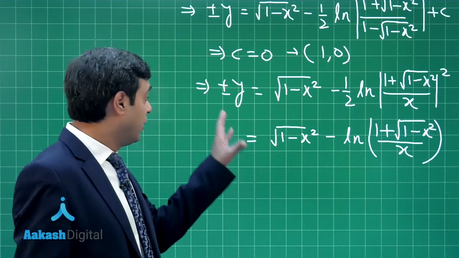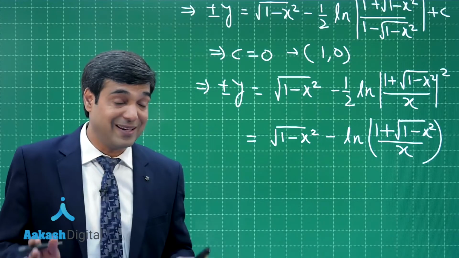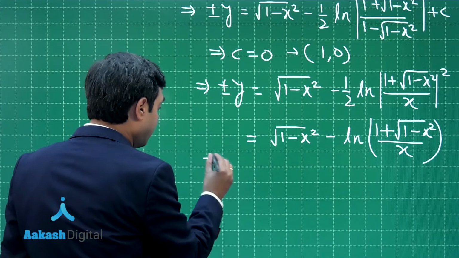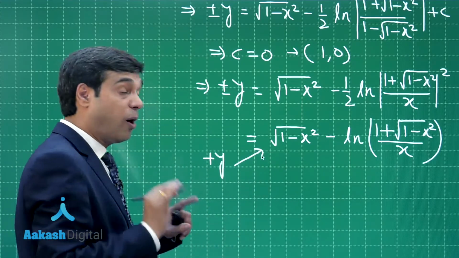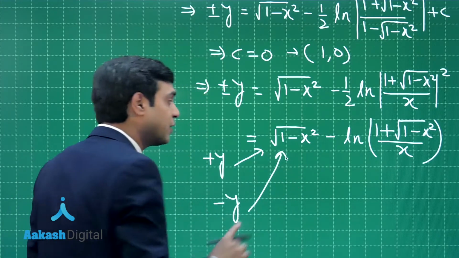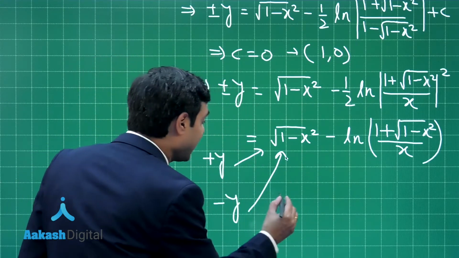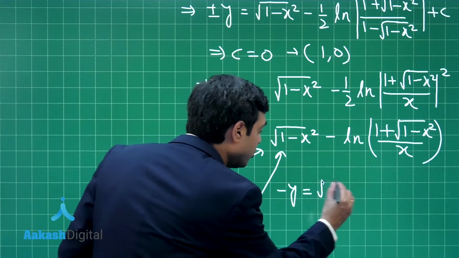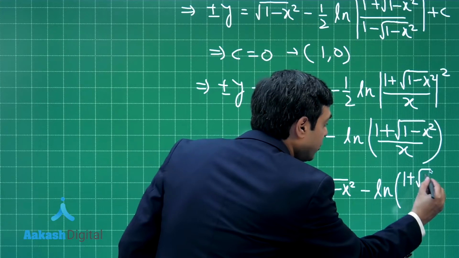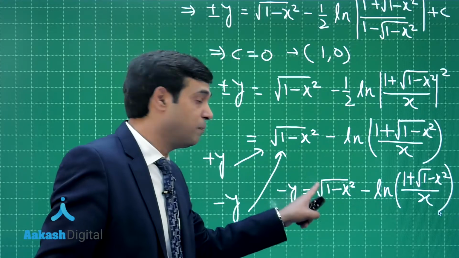Now you get two solutions, plus y equals something and minus y equals something. You have to be very wise as the curve is lying in the first quadrant. When you check plus y equal to this term, you observe it is not lying in the first quadrant. When you check minus y equal to this one, you obtain that the curve is lying in the first quadrant. So clearly the correct answer is minus y equals root of (1 minus x square) minus log of ((1 plus root of 1 minus x square) by x), or y equals log of this term minus root of (1 minus x square).